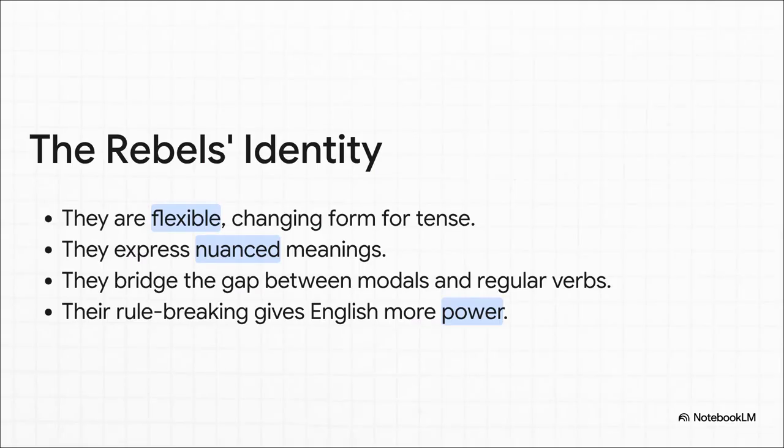Okay, so let's just sum this all up. What is the identity of these rebels? You see, they aren't just breaking rules for the sake of it. Their flexibility is what lets us express all these subtle shades of meaning, everything from past habits to urgent warnings. They create this amazing bridge between the very rigid world of pure modals and the very adaptable world of regular verbs. So their rule breaking isn't chaos. It's what gives the English language so much more power and precision.